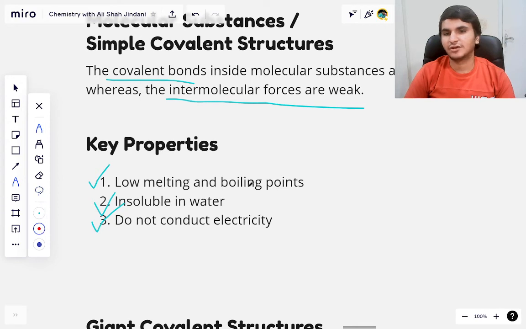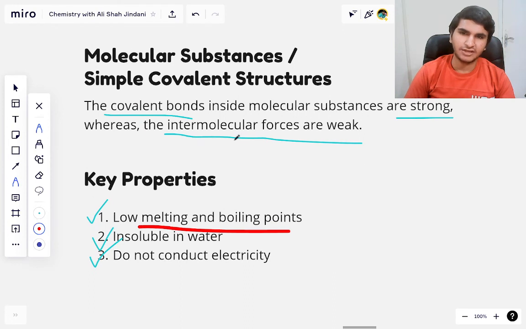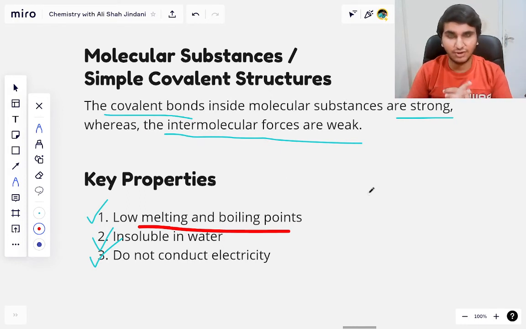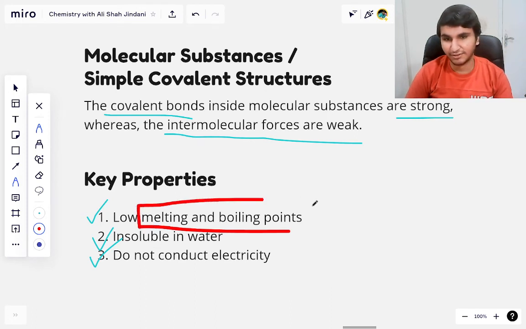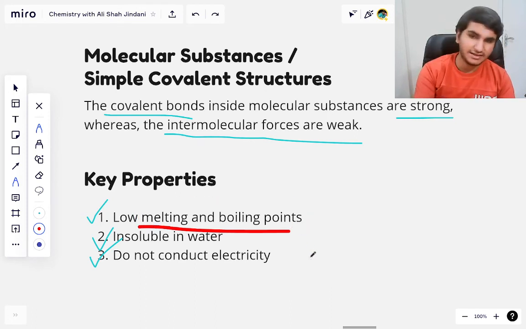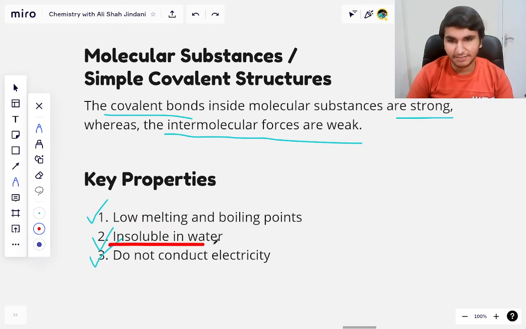First of all, we have low melting and boiling points, right? Molecular structures have low intermolecular forces. Why do we have low intermolecular forces? Because the forces of attraction are not very great. Obviously, if you heat that element, it gains energy, and it breaks apart because it does not have strong enough forces. This is why the melting and boiling points are low. Insoluble in water. Why are they insoluble in water? Because they cannot be dissolved in water, right?